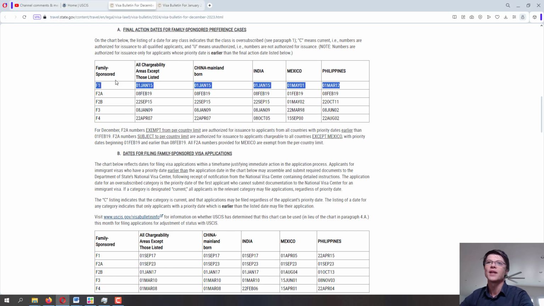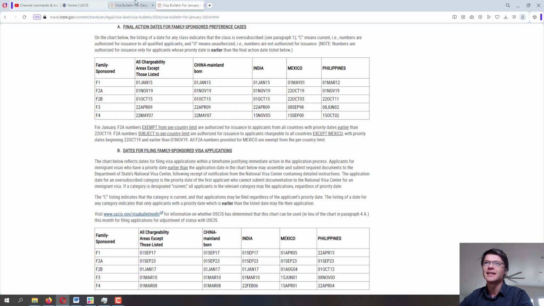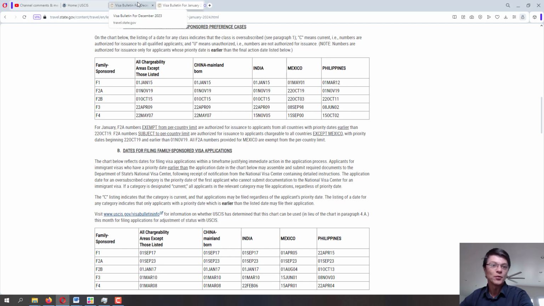But when we move on to F2, that's where the big changes are happening. Now F2A is spouses and children under 21. When the Department of State mentions children, they mean a person under 21. F2A is spouses and children of permanent residents. As you can see, for December 2023, it was showing February 2019 for all chargeability, and January is now November 2019, which means that it did move forward, which is definitely a good thing.